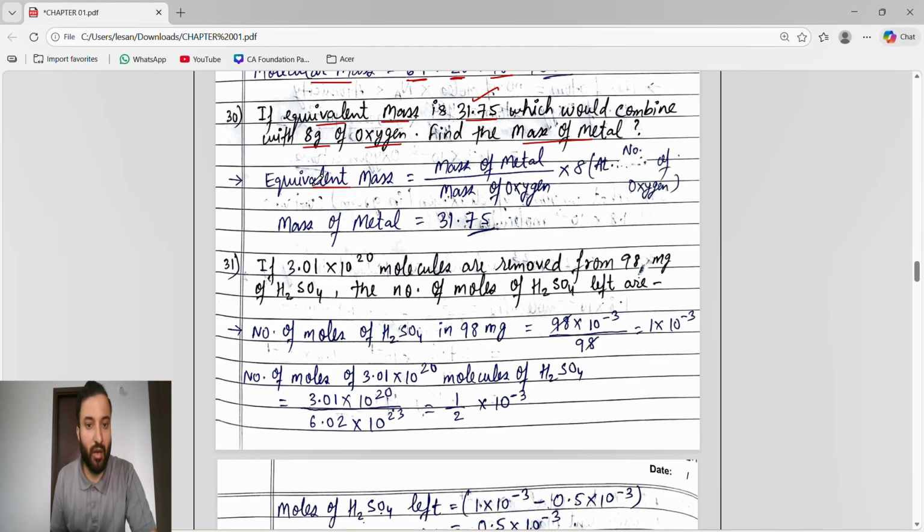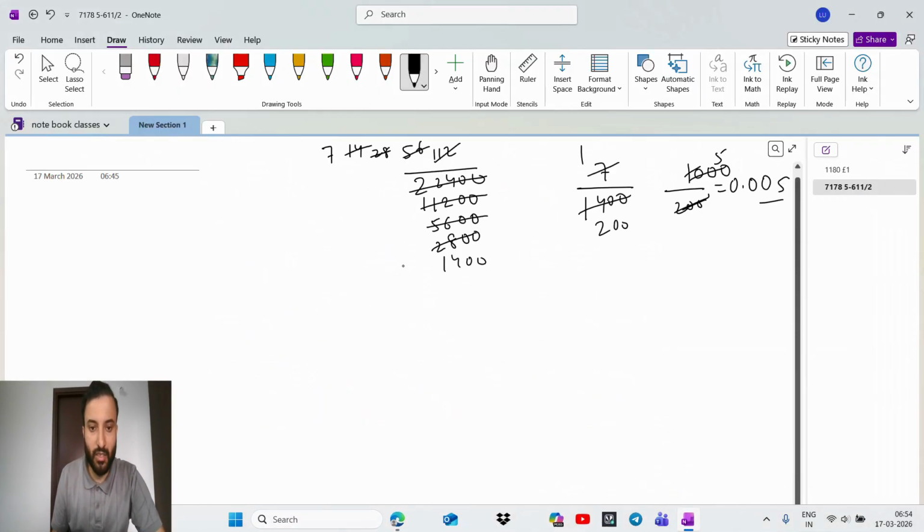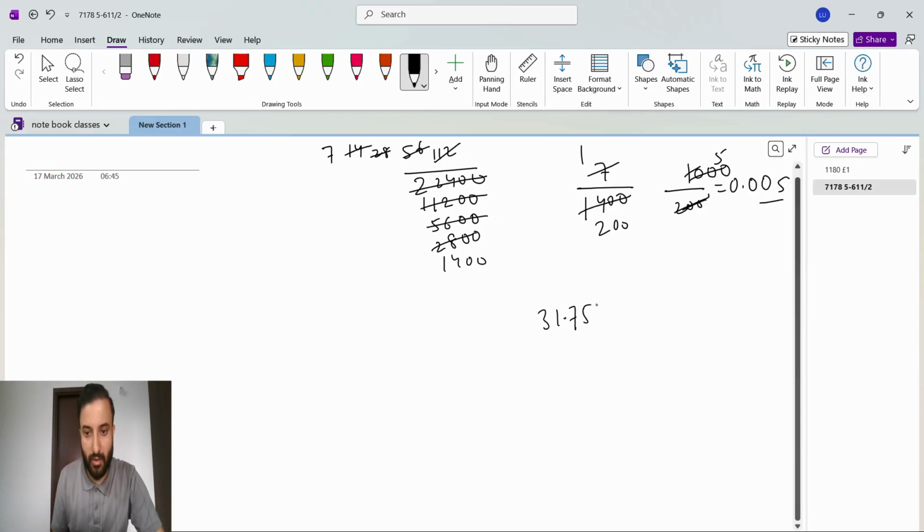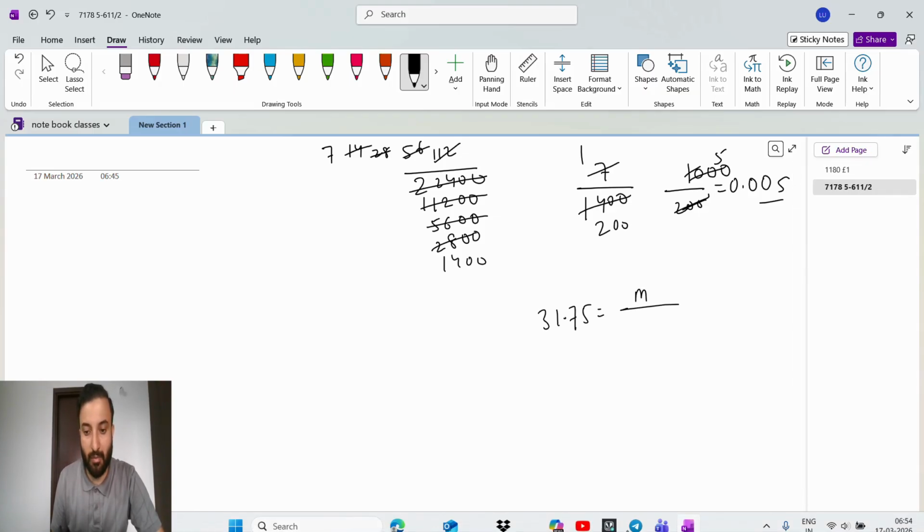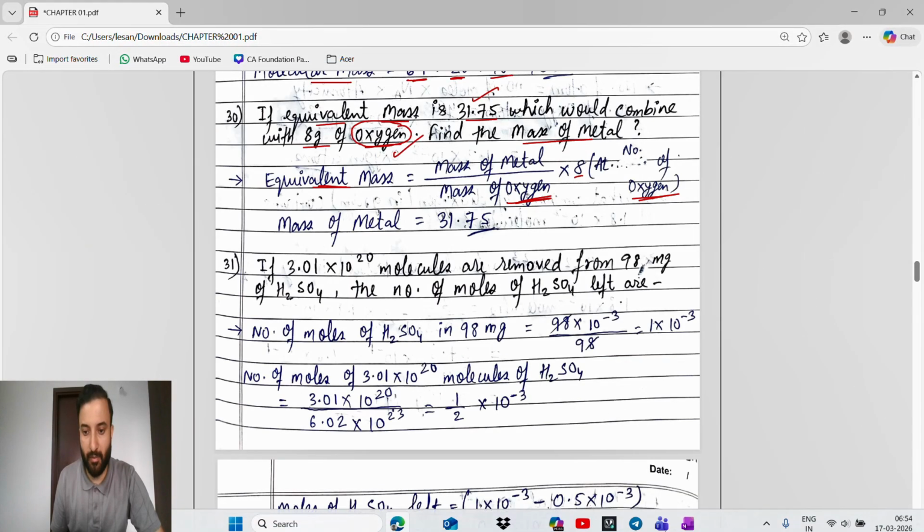Equivalent mass formula. Equivalent mass equals mass of metal divided by, it's not the mass of oxygen, mass of whatever is given here. It combined with 8 gram of oxygen. So mass of oxygen into atomic number of oxygen, which is nothing but 8. So guys, see, the mass here and the atomic number here depend on what is present here. Equivalent mass is 31.75, so we get equivalent mass equals mass of metal divided by atomic mass of what is present here? Oxygen.